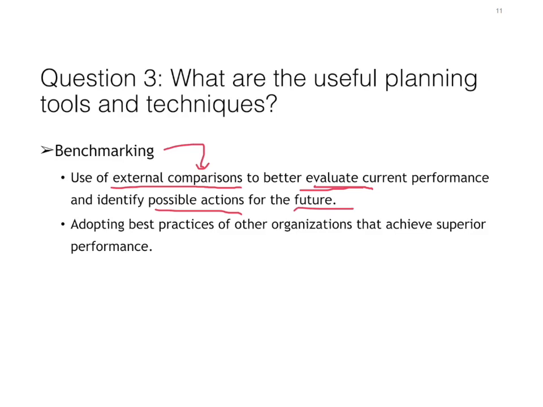External comparison. Benchmarking must be external comparison. What for? To evaluate our current performance and identify the possible action for the future. So we can use their strategy in our organization. That is the usefulness of benchmarking. So we have adopting best practice of other organizations that achieve superior performance.